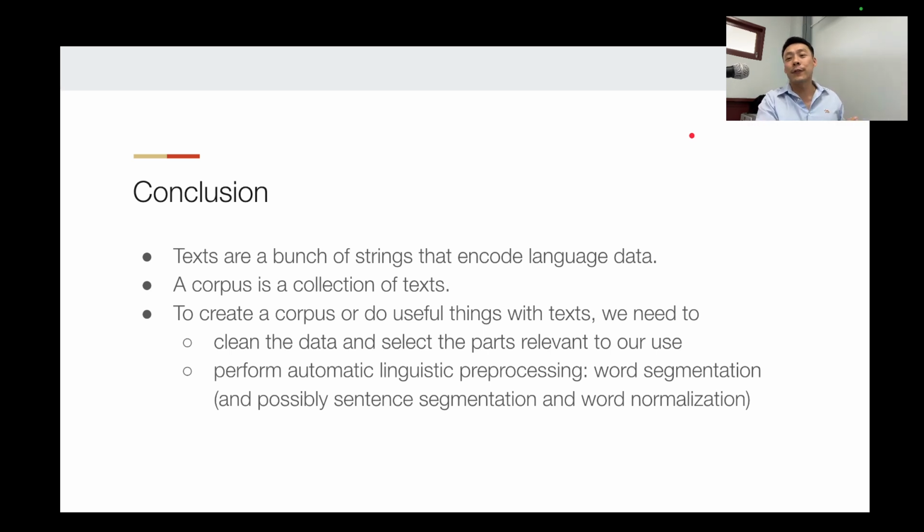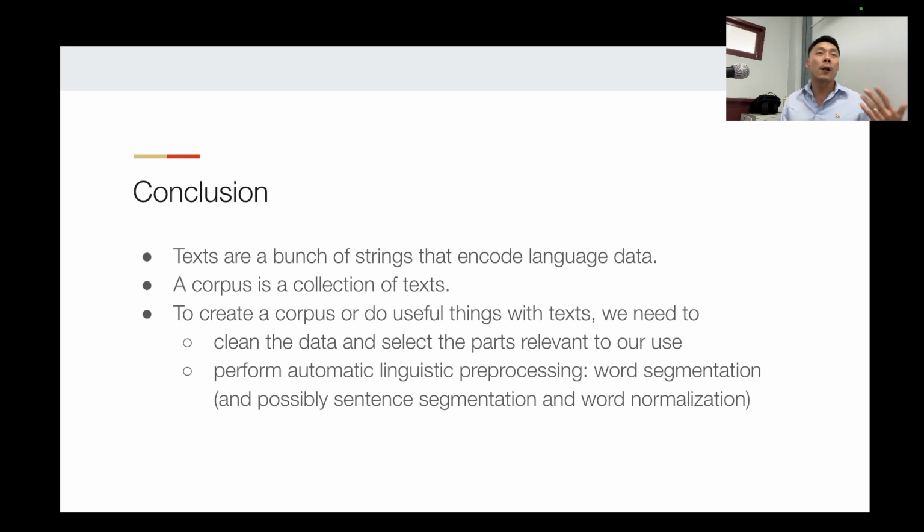Oh yes, so we finished up from last time. Text is a bunch of strings that encode language data. Usually we use Unicode for it, and you can look at the Unicode chart and see how each character in each language got translated into Unicode.